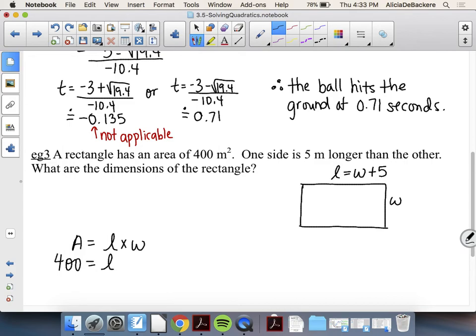Now we know that the area is, oops, I forgot to replace the L, is 400. And we've decided that the length of the shape is W plus 5. And we're going to multiply that by the width.